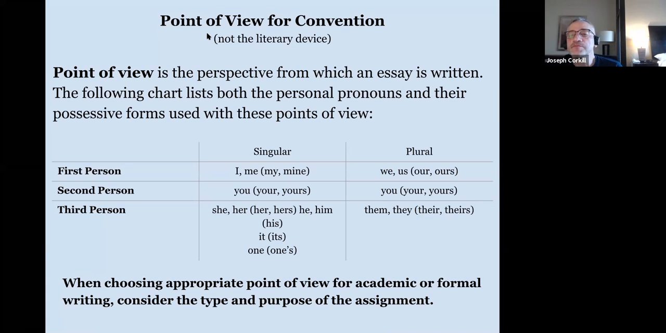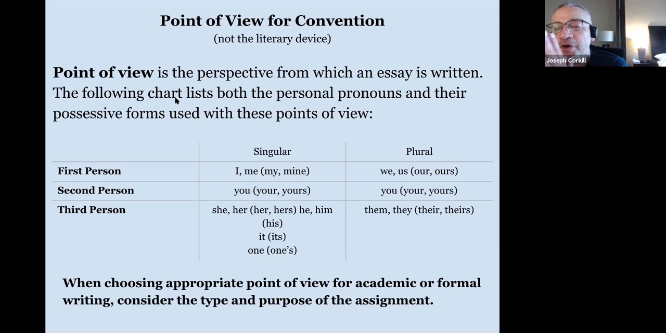Okay. Point of view for convention. Convention means a gathering of people, yes, but a convention is also an accepted rule that people have. There are conventions in writing, there are conventions in the theater, there are conventions in sports. They're kind of like rules. Point of view for convention. Point of view is the perspective from which an essay is written.